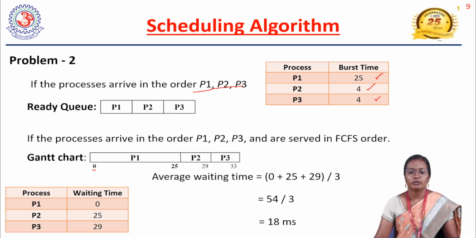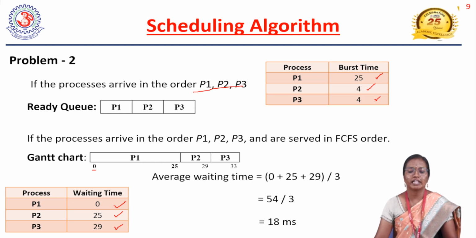Later you have to find the waiting time of each and every process. For process P1, the waiting time is 0 because P1 is the first process admitted into the CPU for execution. Next, process P2 will start execution from 25 milliseconds onwards. That's why the waiting time of P2 is 25. Next, the P3 process will start from 29 milliseconds onwards. That's why P3 will wait up to 29 milliseconds.